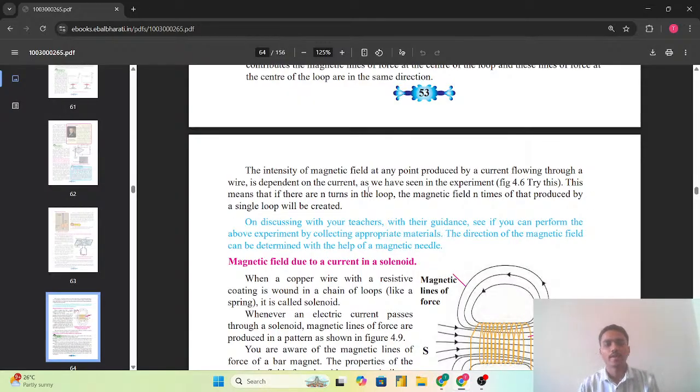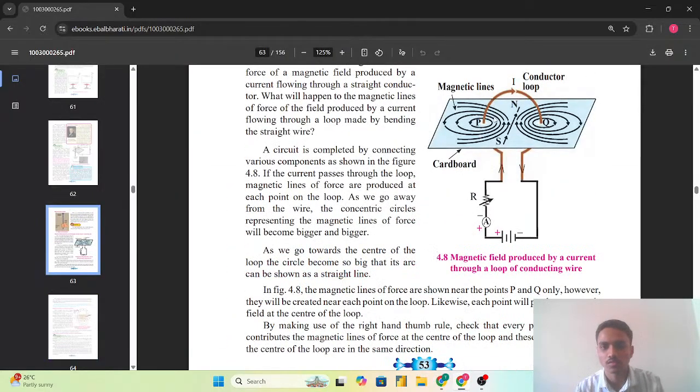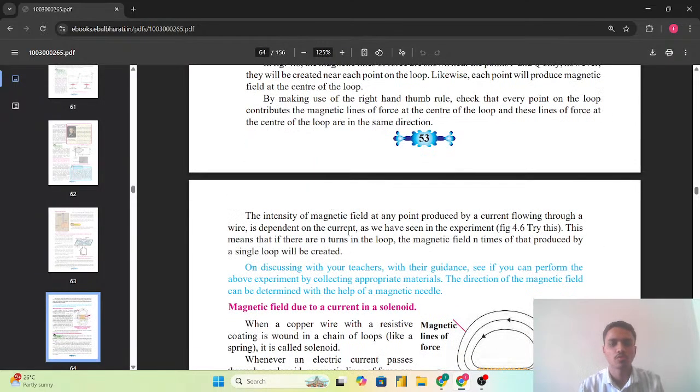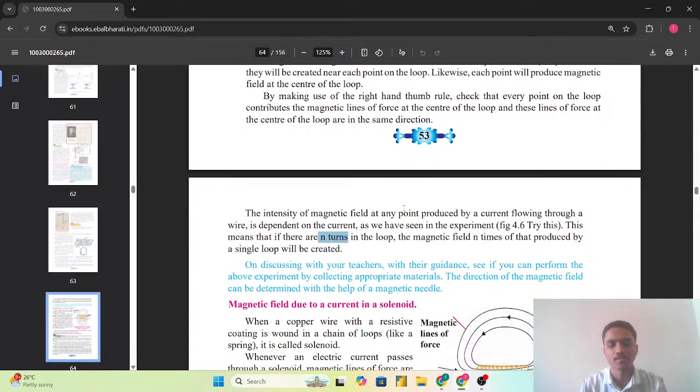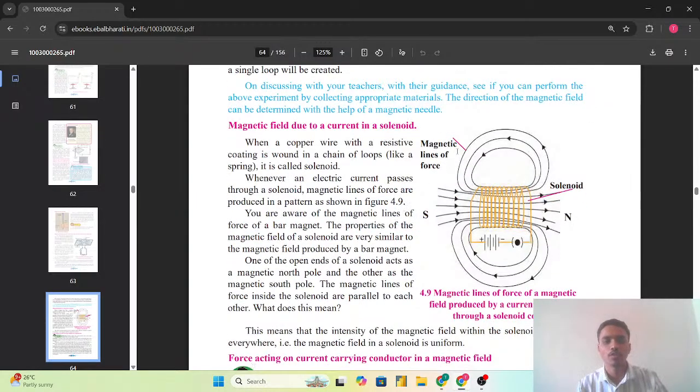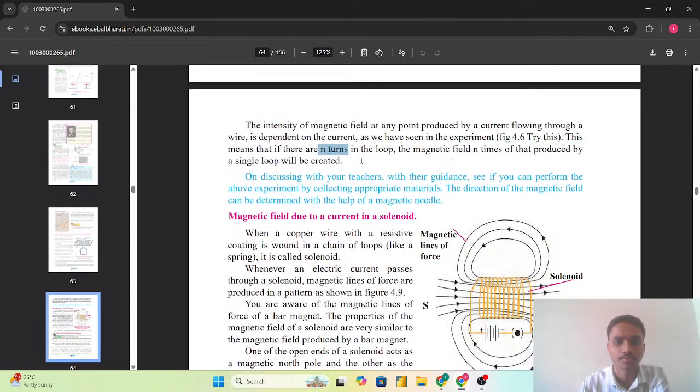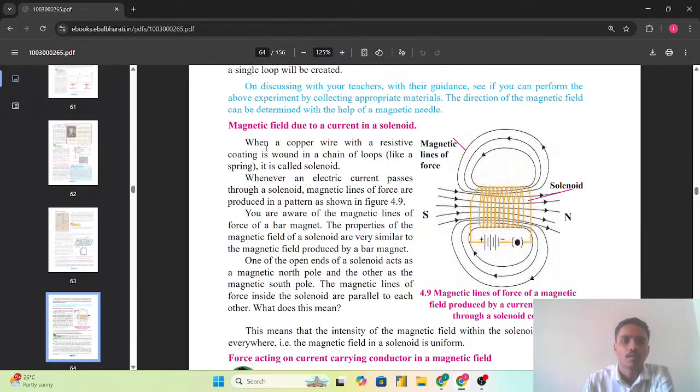So, as the number of turns in the loop goes on increasing, suppose they are taken to be n turns, the intensity of the magnetic field produced will also go on increasing. On discussing with your teachers and with their guidance, see if you can perform the above experiment by collecting appropriate materials. The direction of the magnetic field can be determined with the help of a magnetic needle.